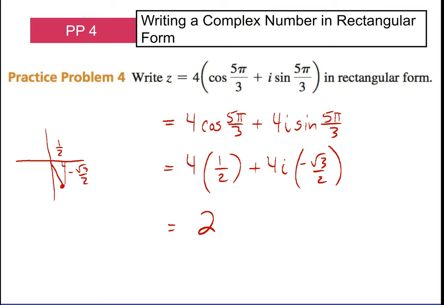Simplifying that out, that gets me a 2 plus, let's see, the 2 and the root 4 are going to reduce a little bit here. That's a minus sign in there, so how about a negative 2 root 3? Then don't forget the I value, because that's the complex number there.